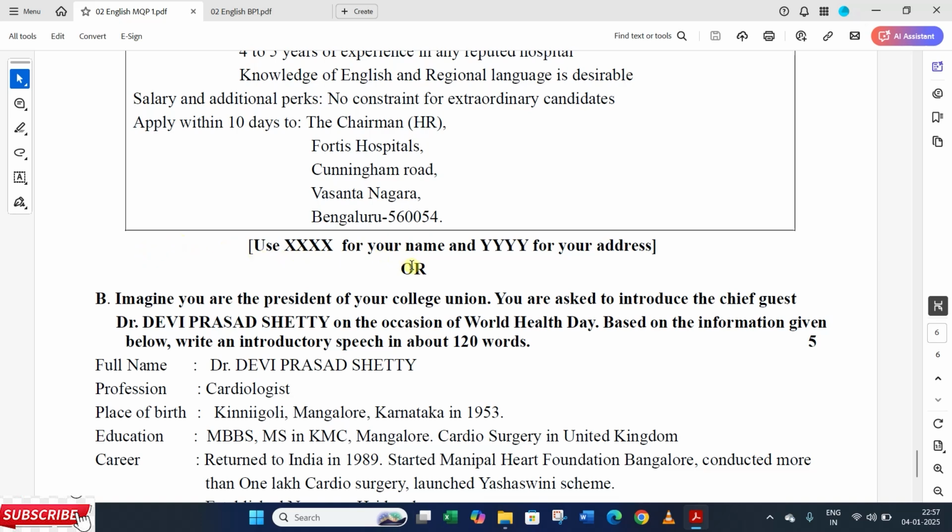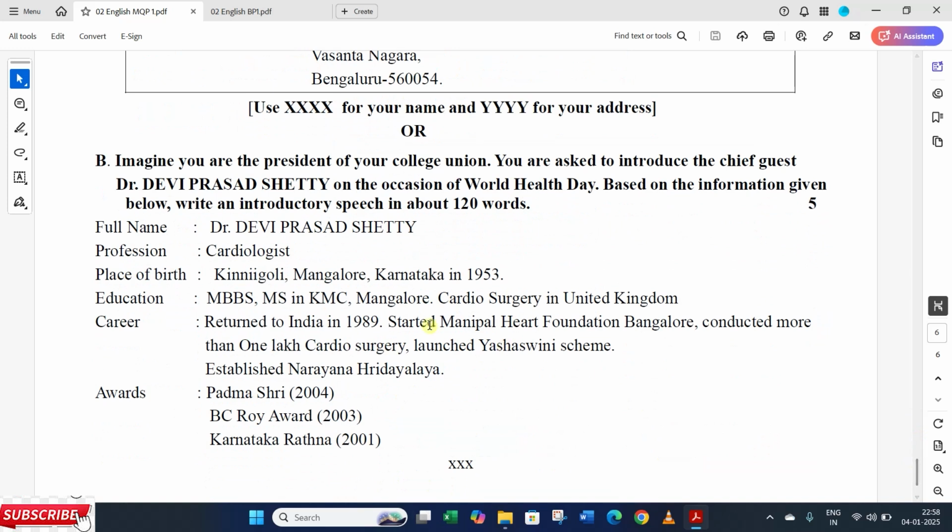As an option to that we have one more question, and that question is about introducing the chief guest. Let us see. Imagine you are the president of your college union, and you are asked to introduce the chief guest, Dr. Devi Prasad Shetty, on the occasion of World Health Day. Based on the information given below, write an introductory speech in about 120 words. My dear students, here you will get certain information about a particular guest, and you have to form an introductory speech on the guest. This is for 5 marks.